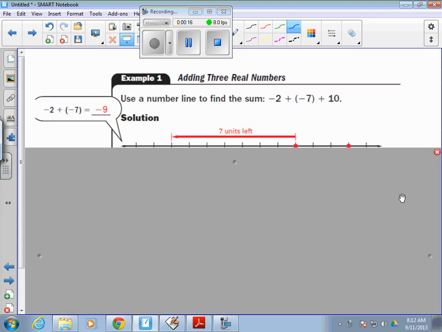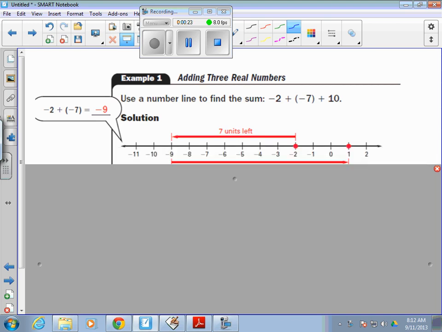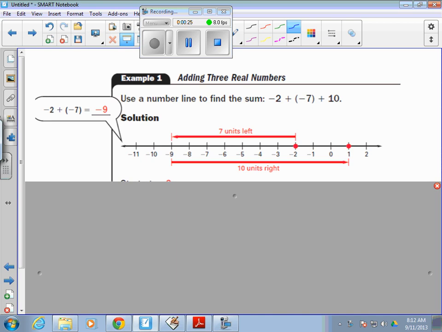Example number 1 says adding 3 real numbers. Use a number line to add -2, -7, and +10. Notice the first number you start at is the first one given. Start at -2, which is 2 units to the left of 0. When you're adding -7, since it's a negative value, you're moving to the left 7 times. So left 1, 2, 3, 4, 5, 6, 7.